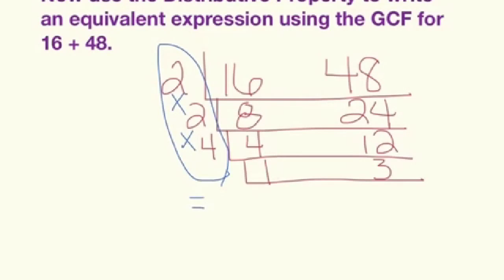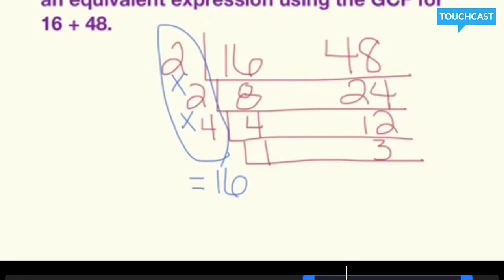Our GCF is 2 times 2 times 4, which equals 16. Now we need to use that GCF to change our two addends to multiplication problems. So once again, the easiest way to write this is to remember that this is a sum, so keep your plus sign, and then take your GCF times the remaining factors.